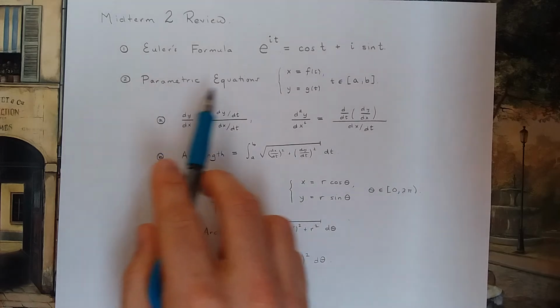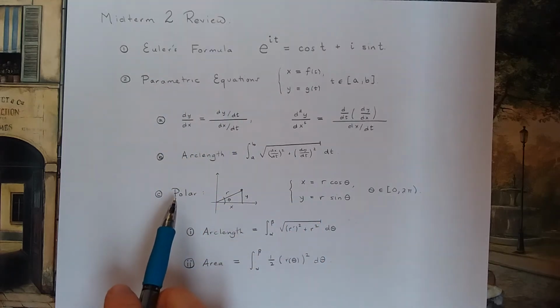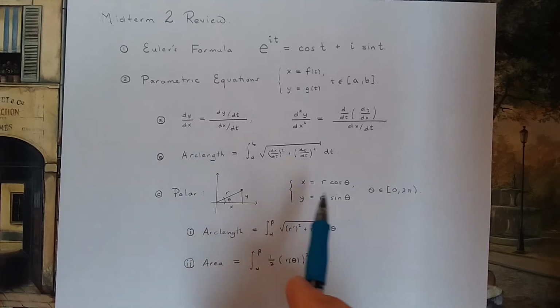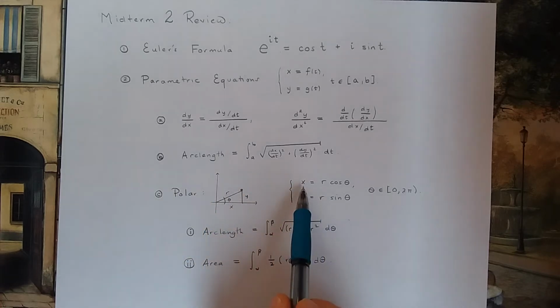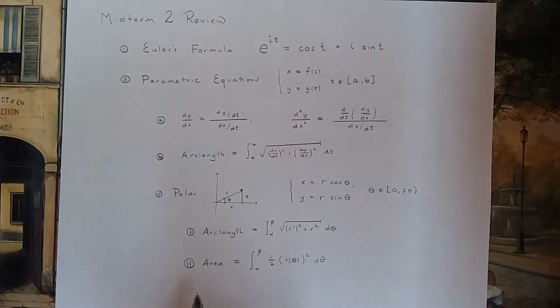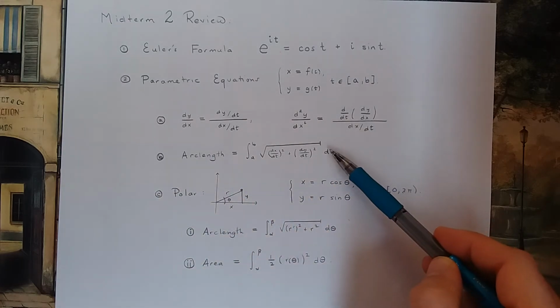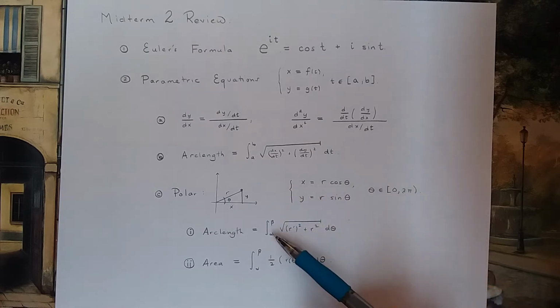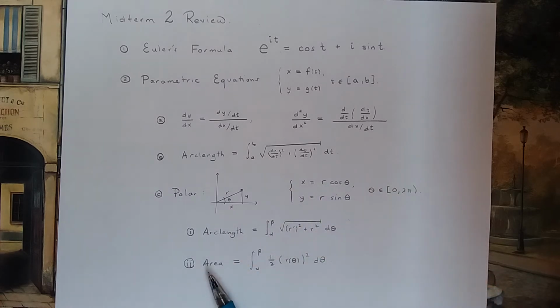As a special case of parametric equations, we have polar equations. Polar equations are given by x equals r cosine theta, y is r sine theta. Polar equations are useful when there's circular symmetry in your object. The arc length formula in the special case of polar can be simplified. And then we could also sweep out areas in polar graphs and find that using an integral.